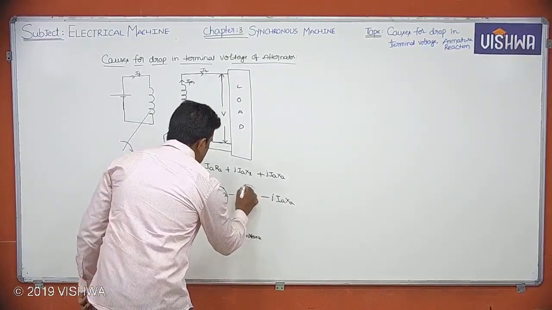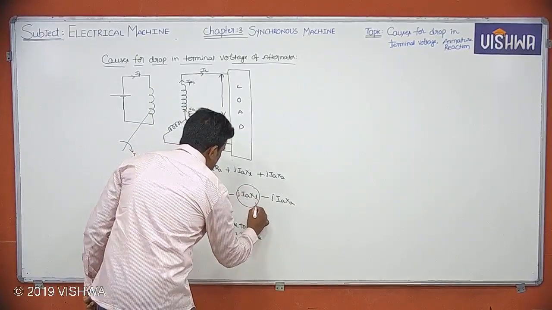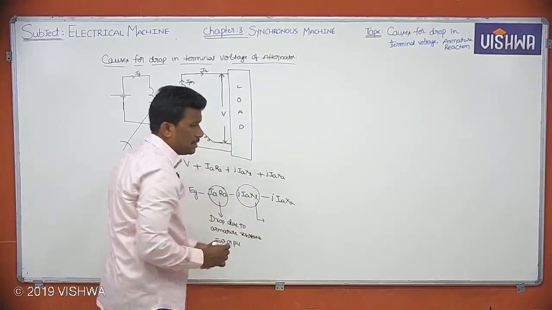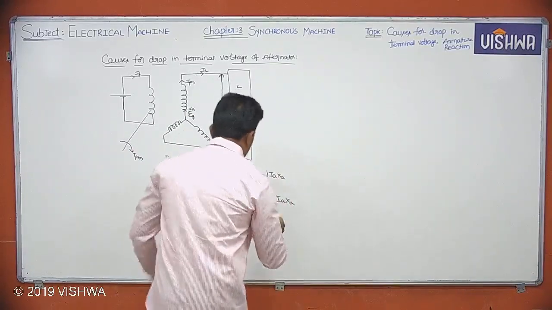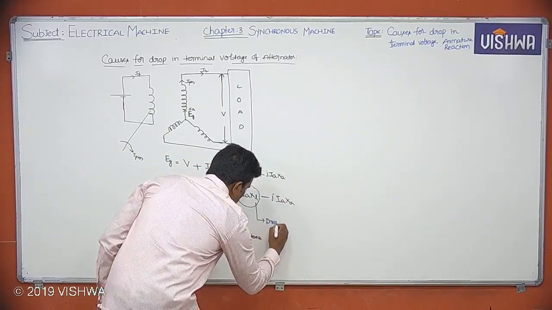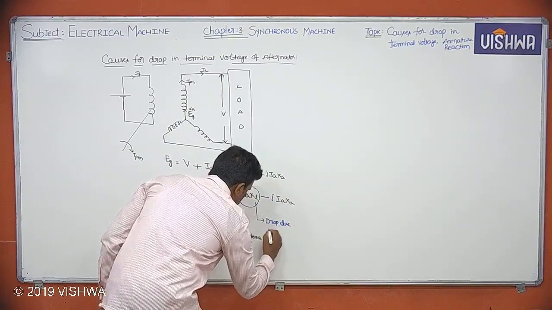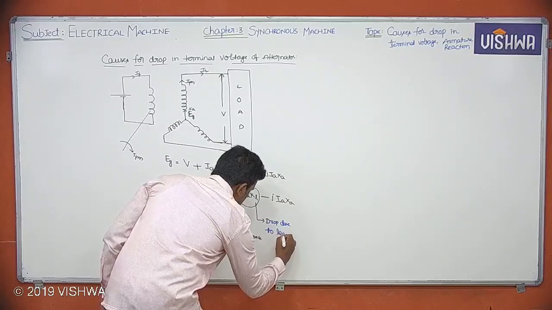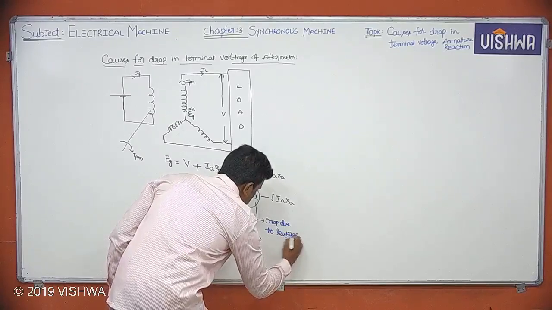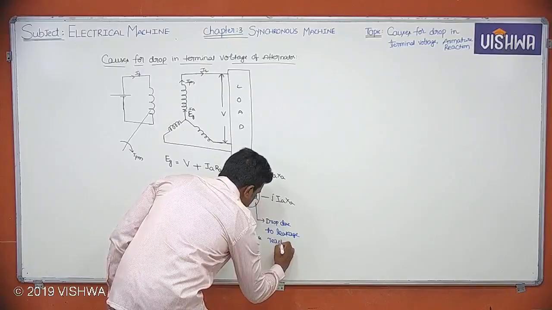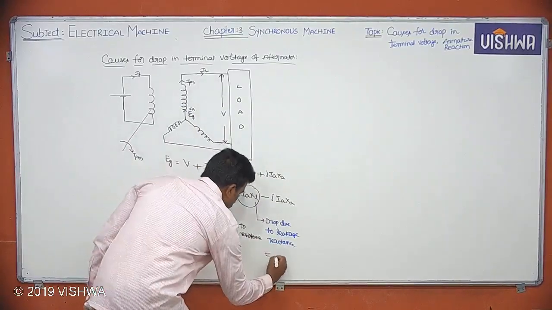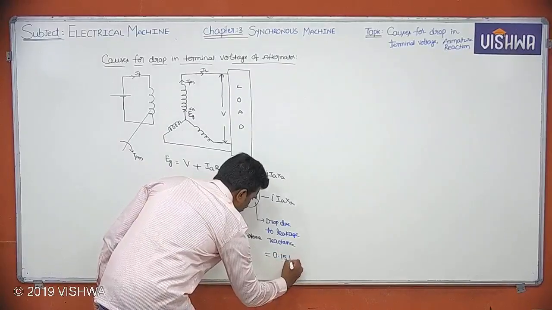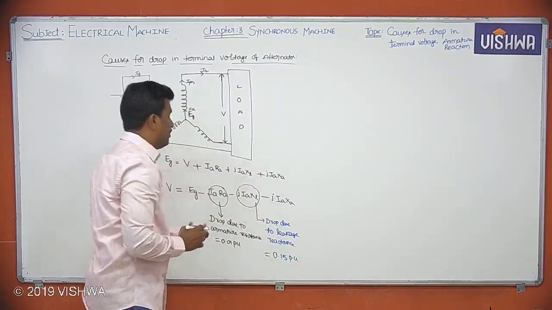And what about this IaXL? IaXL means what? The drop due to leakage reactance. Drop due to leakage reactance. So it will be around 0.15 per unit.